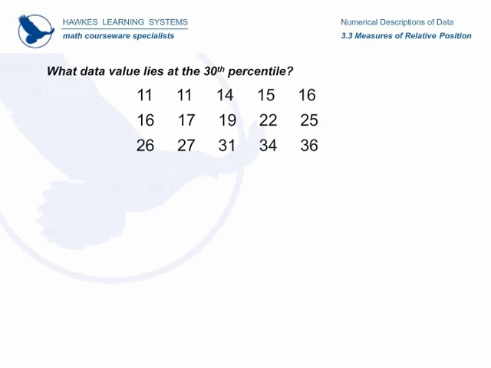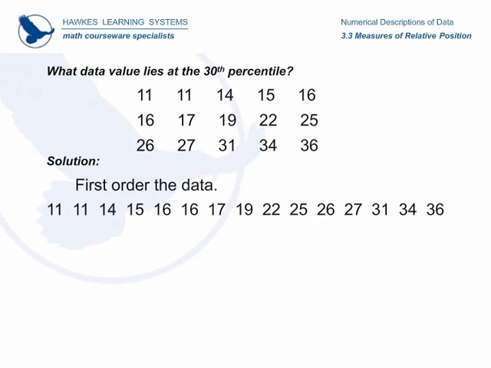Okay, now we've got an example for percentiles. What data value lies at the 30th percentile? And we've got columns and rows of data set values. So let's take a look. First, we want to order the data in ascending order. So the smallest value is 11, ascending to the largest value, which is 36. So now we've got our data ordered.